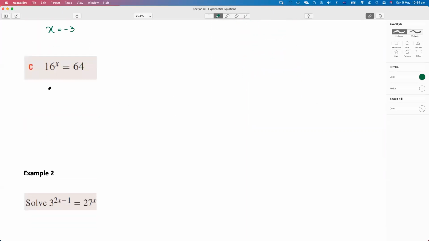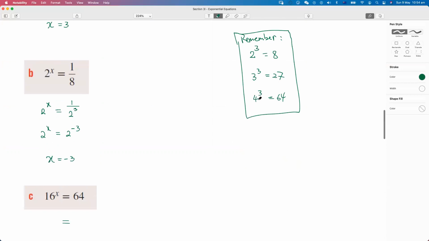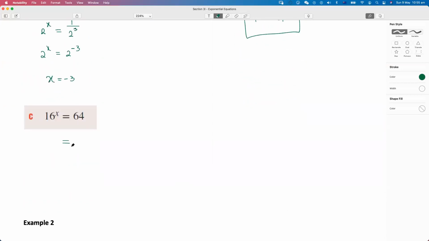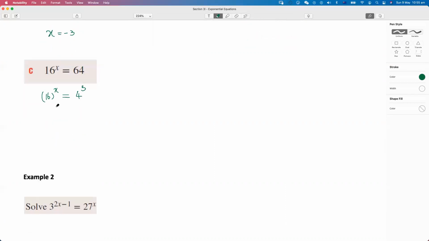Next one, 16 to the power of x is equal to 64. This one is a bit different because we're going to change both sides. From the facts I've told you, 4 cubed is equal to 64. So let's change it to 4 cubed on the right-hand side. At this side, it's 16 to the power of x. And we know 4 squared is equal to 16. So let's put a bracket just in case you get confused. So that's 16 to the power of x, and 16 is 4 squared, to the power of x, is equal to 4 cubed.